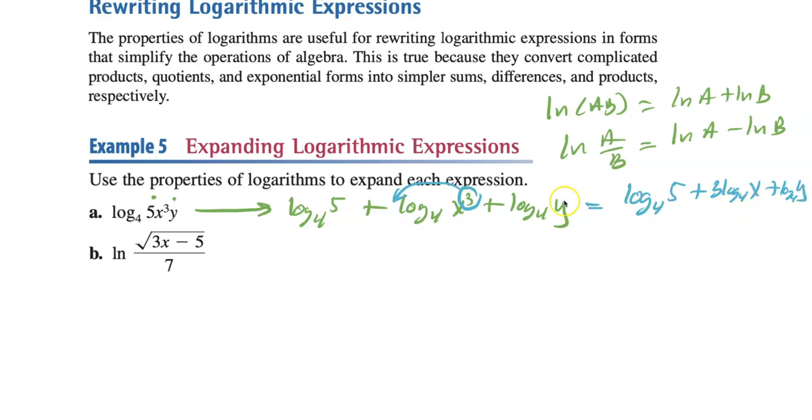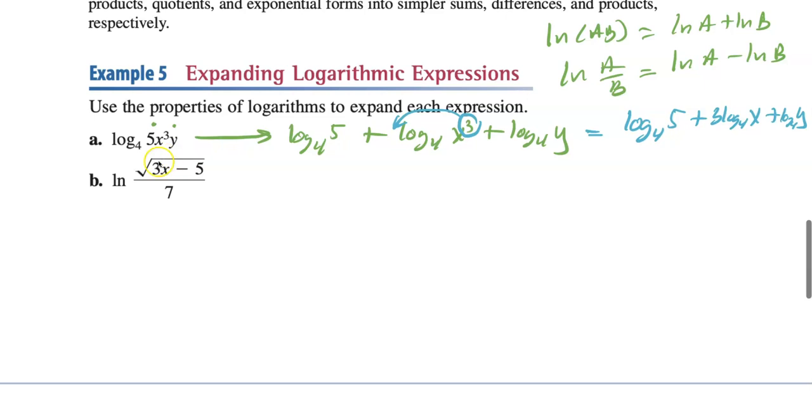Sorry about that. The next one, I can't do anything with the square root, but I can rewrite the square root. That's the same thing as saying this: 3x minus 5 to the 1/2 power over 7.